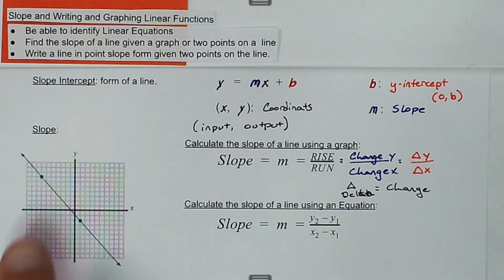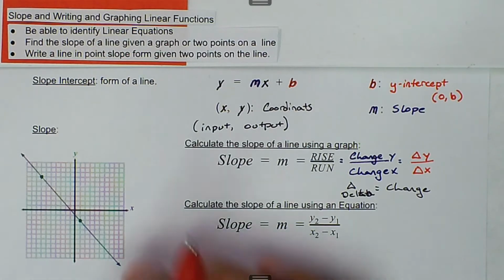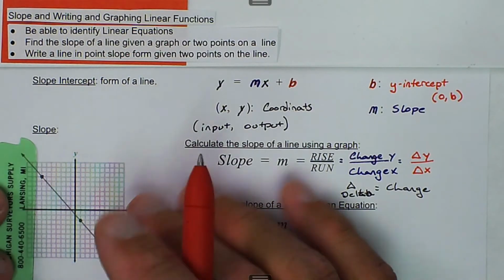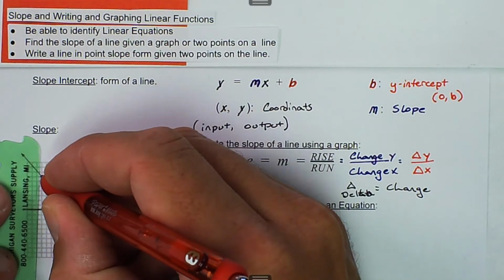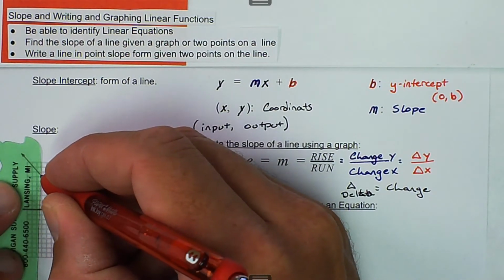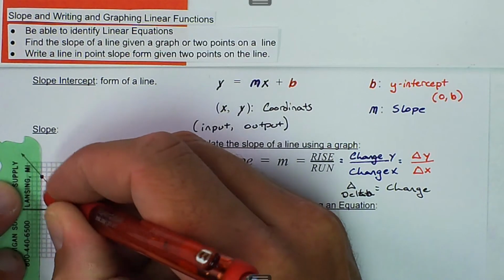So if we look at this graph over here, we want to be able to find out the rise over the run. And so basically for this one, we're able to just count the grid marks, because we have two points that are located directly on the grid. So I'm just going to draw a vertical line going down from this point.